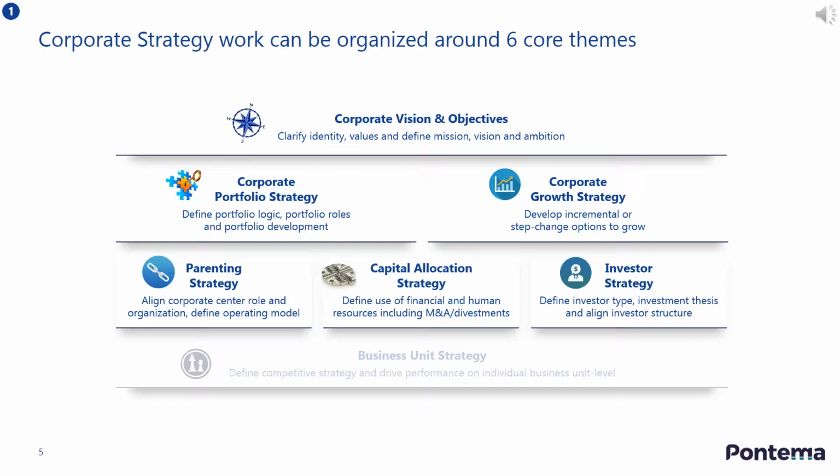Thirdly, the corporate growth strategy will develop incremental or step change options to grow the organization. Fourthly, the parenting strategy will align the corporate center's role and organization and define its operating model. Fifthly, the capital allocation strategy will define use of financial and human resources, including mergers and acquisitions, or business unit divestments. And lastly, the investor strategy will identify the right investor type and lay out a compelling investment thesis for them.